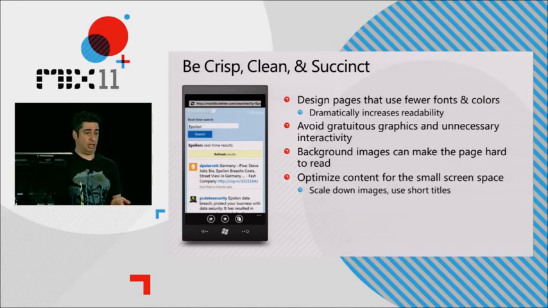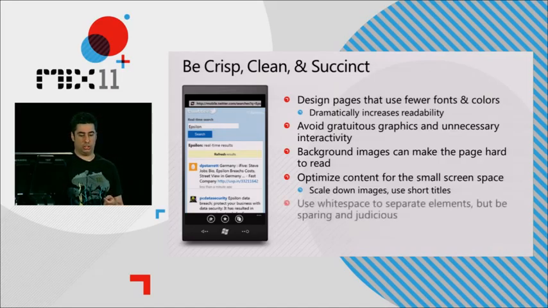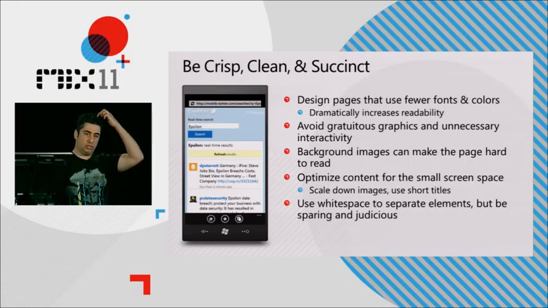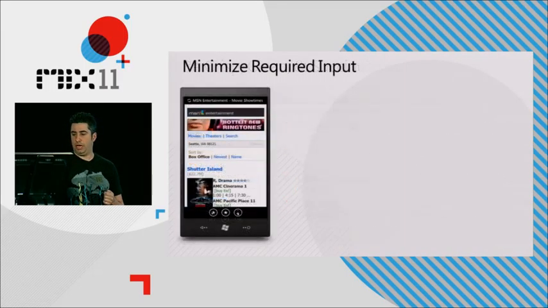Twitter taught us that you can say a lot in few characters, so use short titles. And use white space, but use it judiciously, right? I mean, you look at the Twitter page, there's a lot of white space on there, but it's used well. They've optimized for vertical scrolling, right, because you can use your thumb to easily scroll, right? So be crisp, clean, and succinct.